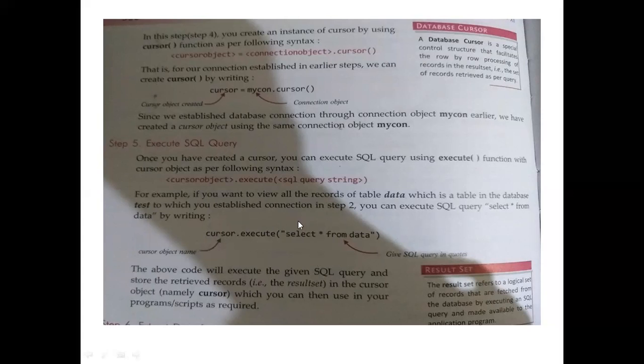जो execute होने के बाद database से जो data उसको मिला, that is known as the result set. So it will store the retrieved records, that is the result set, in the cursor object और cursor object में वो store होगा, namely cursor, which you can then use in your program script as required. उसके बाद उसको हम कैसे display करेंगे, हम उसको cursor object से निकाल के अपने हिसाब से display करेंगे. So what is a result set? The result set refers to a logical set of records that are fetched from the database by executing an SQL query and made available to the application program.